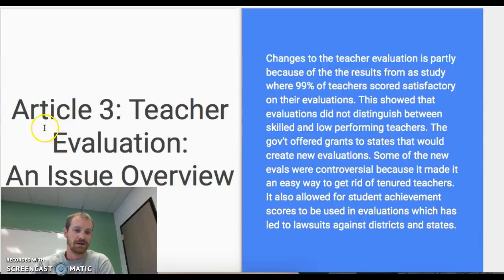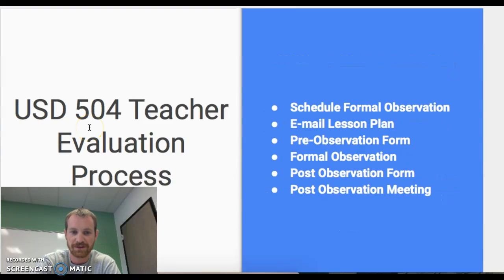So the first thing I'm going to do is talk about the evaluation process here at USD 504. The first thing we usually do is schedule a time period and a date to have our formal observation done. Then we'll have to email a lesson plan to our administrator, letting them know what will be going on during the class period. We also have to fill out a pre-observation form, which talks a little bit about how we think the lesson will go and what we'll be doing in it.